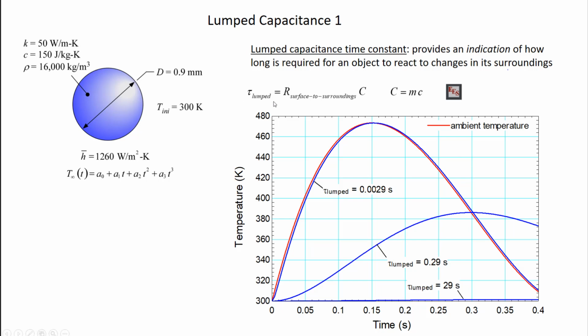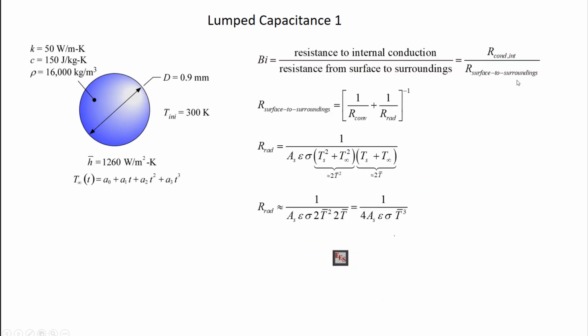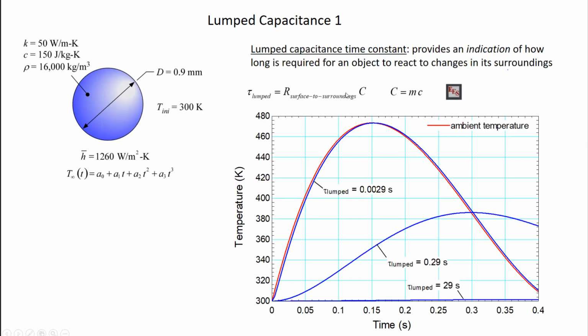So that number, that time constant, is just the product of the resistance between the surface of the object and the surroundings, the same value that you used here to calculate the Biot number, and you multiply that by the total heat capacity of the object. So that's the mass times the specific heat capacity. This is in Kelvin per watt. This guy here is in joules per Kelvin. So the units of this ought to be seconds. This is a time constant.